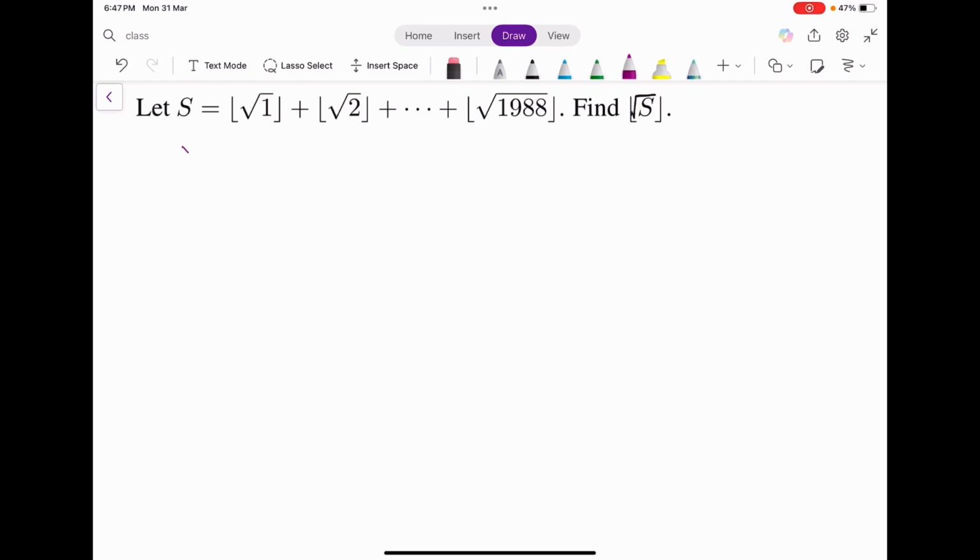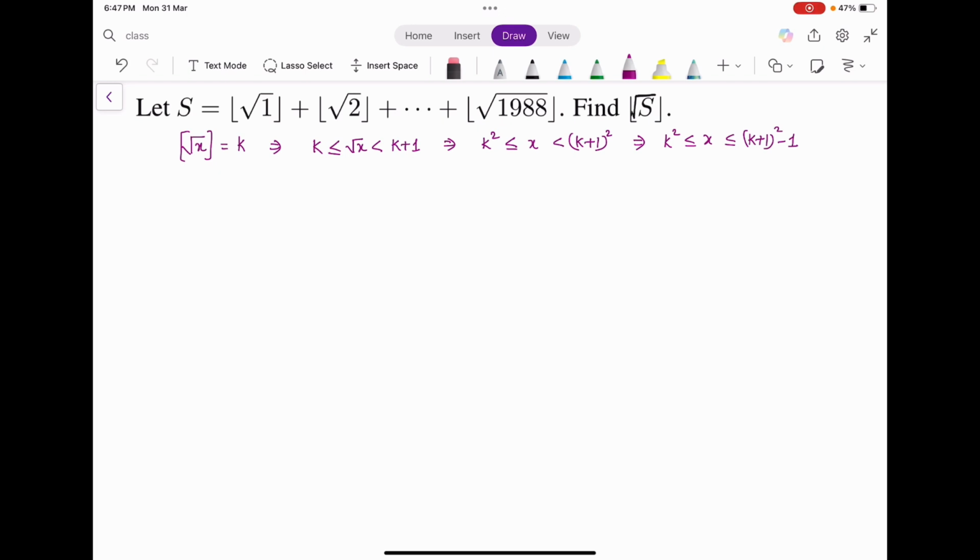The question is of the pattern where we need to find the greatest integer of root x, and the greatest integer value will be an integer. So let us say k. So we can write this as root x is greater than or equal to k and less than k plus 1. If I square all the sides, k square is less than or equal to x, which is less than (k plus 1) square. Applying equality here, it will be 1 less than (k plus 1) whole square. So I can rewrite this as (k plus 1) whole square minus 1.